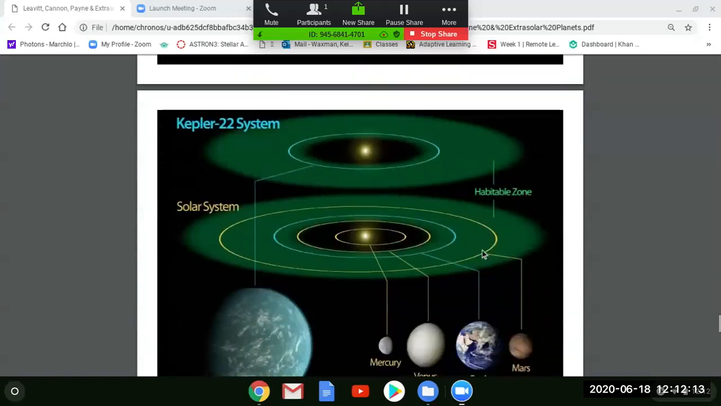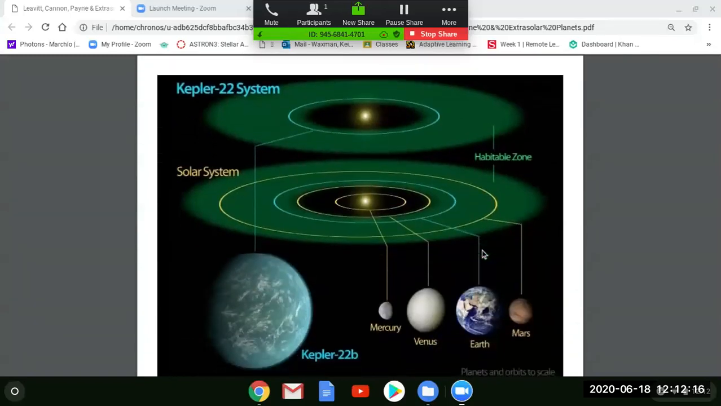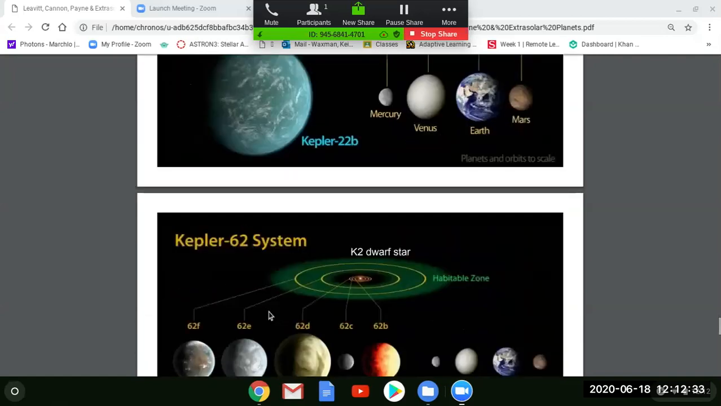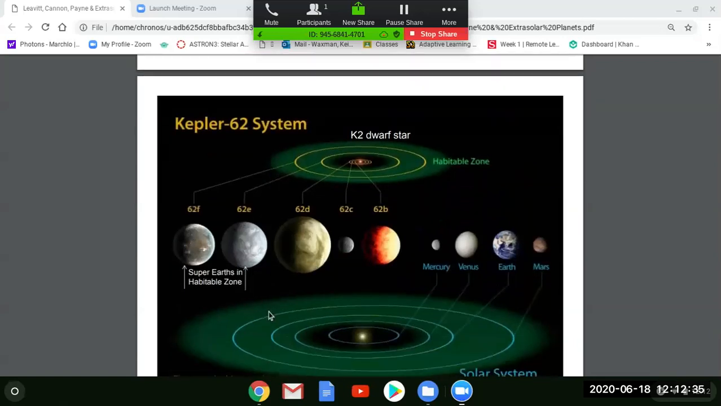Now look at this. Here's a system, Kepler 22b, and it shows this one we detect, we think, as an artist's conception may look like this. Again, here's Earth. This would be a super Earth. So when you see a picture like this of a planet that's not in our system, it's not a real picture. Artist's conception. Look at the Kepler 62 system.